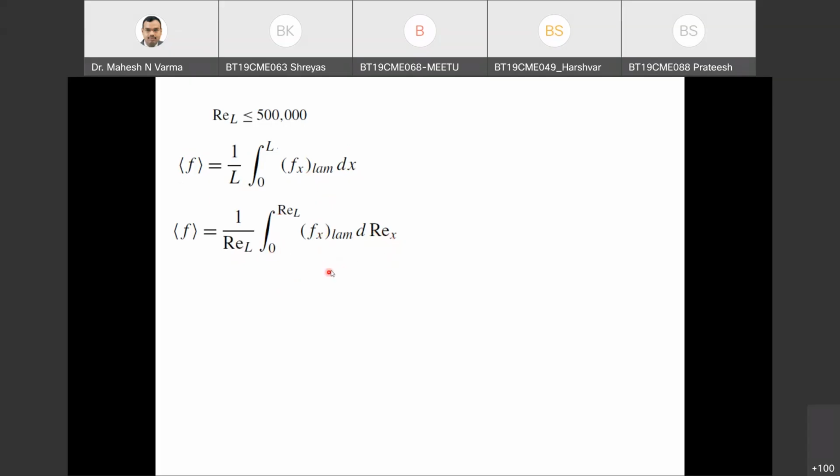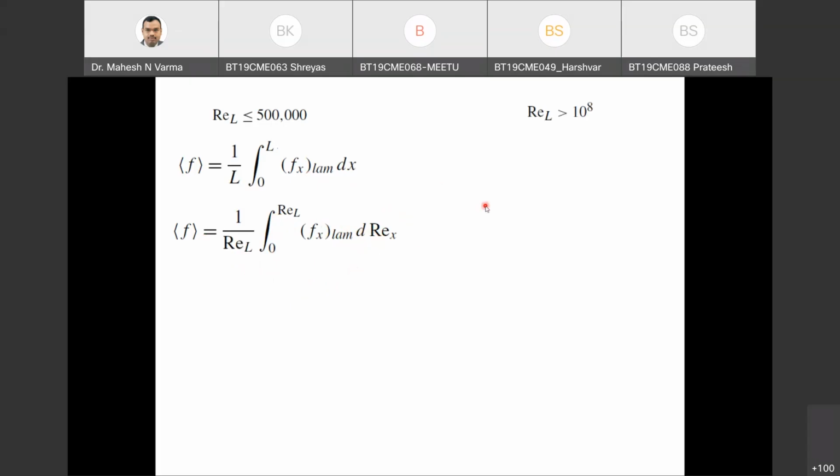Okay, so x will be equal to Re_x in terms of Reynolds number. This is just a mathematical manipulation. When L equals Re_L, x will be equal to Re_x. Substituting this, it will be easy to integrate.